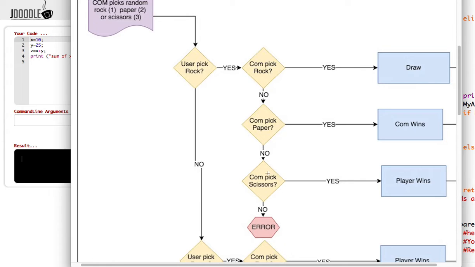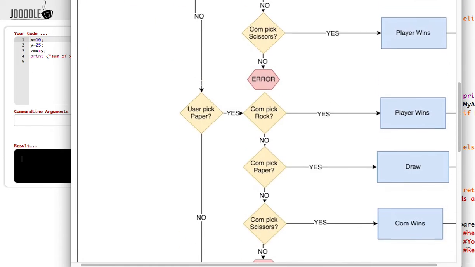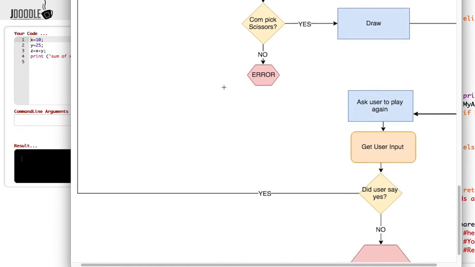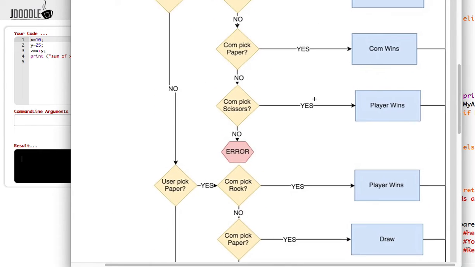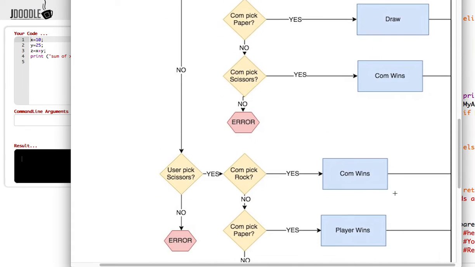Now, of course, obviously, there are going to be some errors, because if the computer didn't pick rock, and didn't pick paper, and didn't pick scissors, obviously there's an error of some sort. So this last one is probably going to be an else to incorporate all other possible scenarios instead of an elif. But in case, we would theoretically know where our errors would wind up happening. But of course, we do the same thing for rock and paper and scissors.